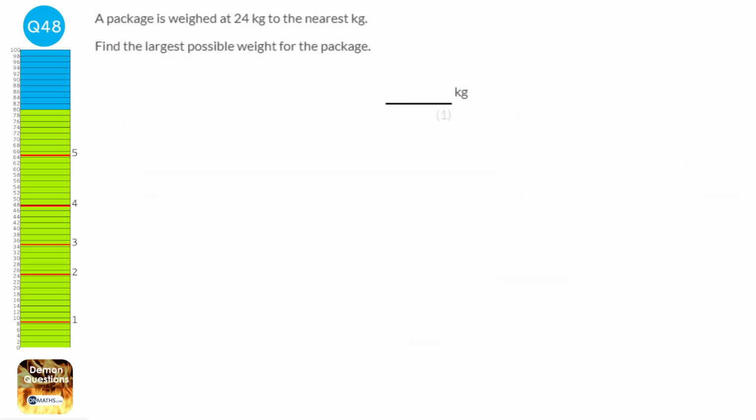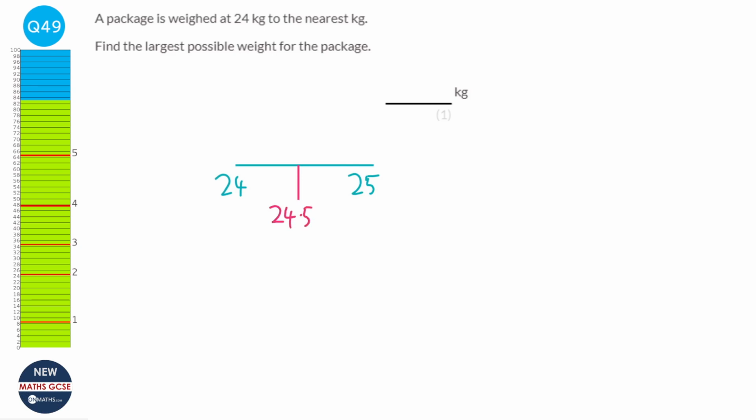140.06. To find the largest weight this package could have been before it was rounded, let's do a quick number line. And we're going to just do it between the 24 and what it would round to next. Well, it's to the nearest kilogram, so the next thing it would round to is 25. The cutoff point for rounding is here. And that's going to be halfway between 24 and 25, which is 24.5. And that is actually going to be our answer.